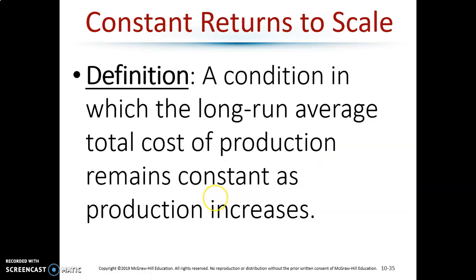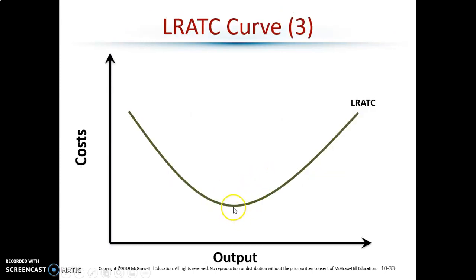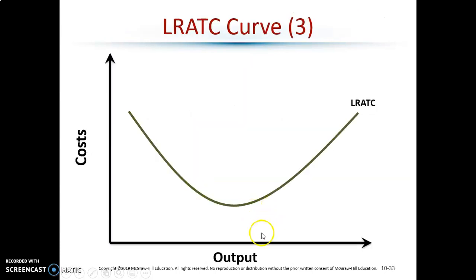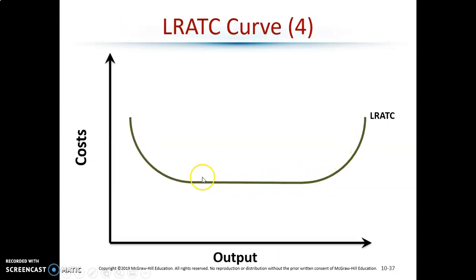Constant returns to scale: a condition in which the long run average total cost of production remains constant as production increases. That's going to be right here. At some point here, different output levels are going to give you the same average total cost. And then you have diseconomies of scale: a condition in which the long run average total cost of production increases as production increases. So now output is going up at every level. At this point, your long run average total cost will continue to rise.